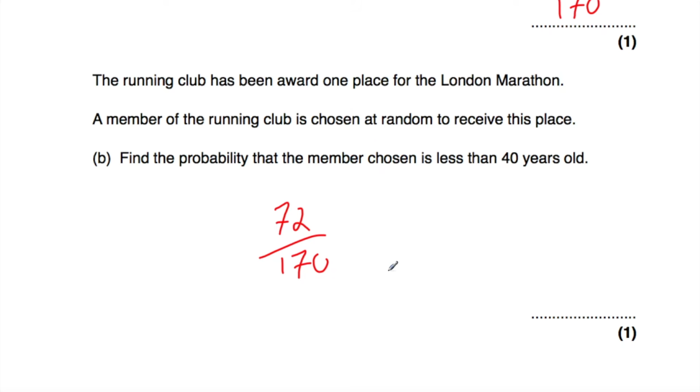Now we can cancel it down, we're not asked to, but we can if we wanted to. If we cancel that down, we're going to get that's equal to 36/85. And it's a calculator question, so I just type that into my calculator and press equals and it cancels it down for me. Or we could just have the numerator and the denominator. We get that as well. And that's it. Okay, let's have a look at our next question.